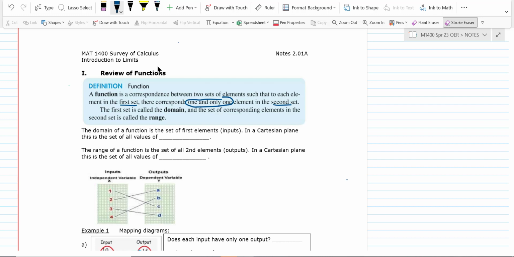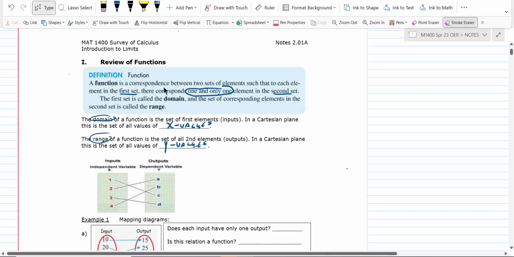So basically, the domain of a function is the set of the first elements. Think of the first elements as inputs. In a Cartesian plane, which just means the graphical XY coordinate system you're familiar with, the domain is going to be the set of all x values. And the range of a function is the set of all second elements. We call that the outputs. In a Cartesian plane, this is the set of all y values.